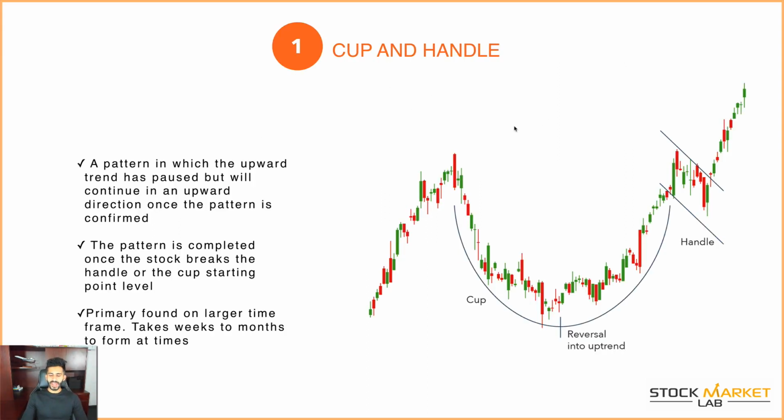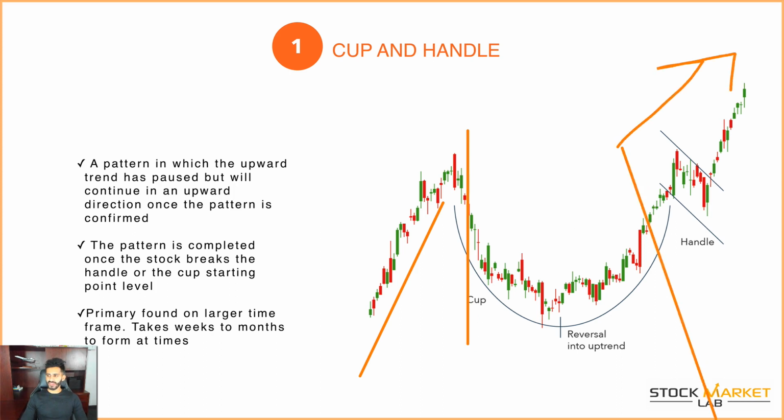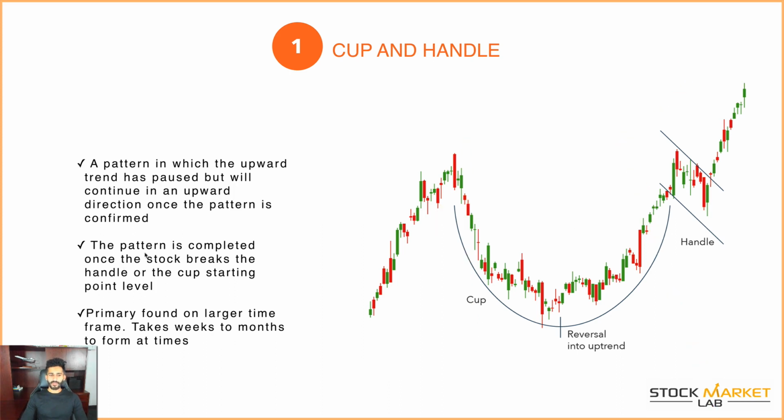What is a cup and handle? So cup and handle, as I mentioned, is a continuation pattern, meaning the stock is already going in an uptrend. It takes a break, and then it continues the uptrend. The pattern is completed once the stock breaks the handle or the cup starting point level. So this pattern is completed if or when the stock can either A, break this point, or B, once it formulates the handle, which looks very similar to a flag-like pattern.